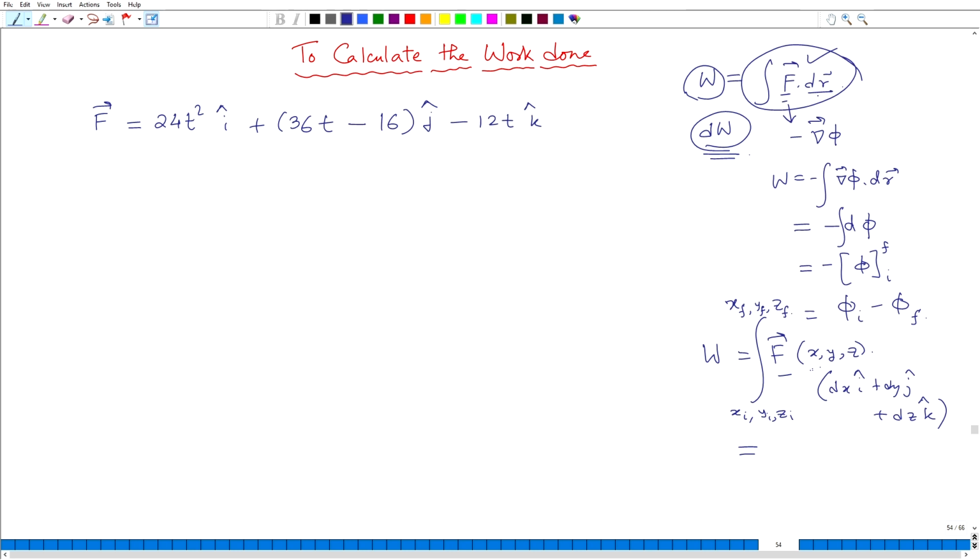So, I should make this dot product clear, so that there is no confusion. Now, instead of that, if we are giving you a force field which is an explicit function of time, so you exactly know the force field as a function of time, how then do we calculate the work done? Of course, for that you also have to know the dr in terms of t.